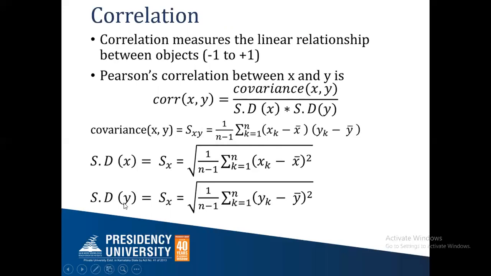Similarly, the standard deviation of y, which is Sy, we can calculate as square root of 1 by n minus 1, summation of k equal to 1 to n, yk minus y bar, whole square. Y bar is the mean value of the y coefficients or the y coordinates. So this is how we can calculate the Pearson's correlation. Once we calculate covariance and standard deviation for x and y, we can substitute back in this formula and calculate the correlation between x and y.